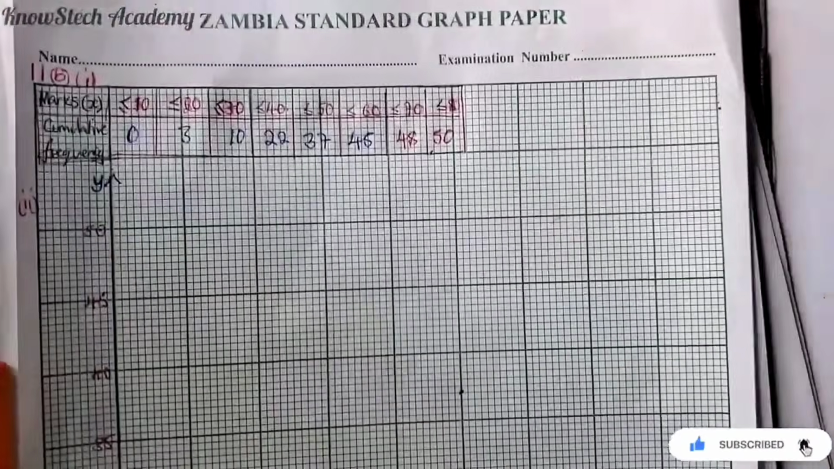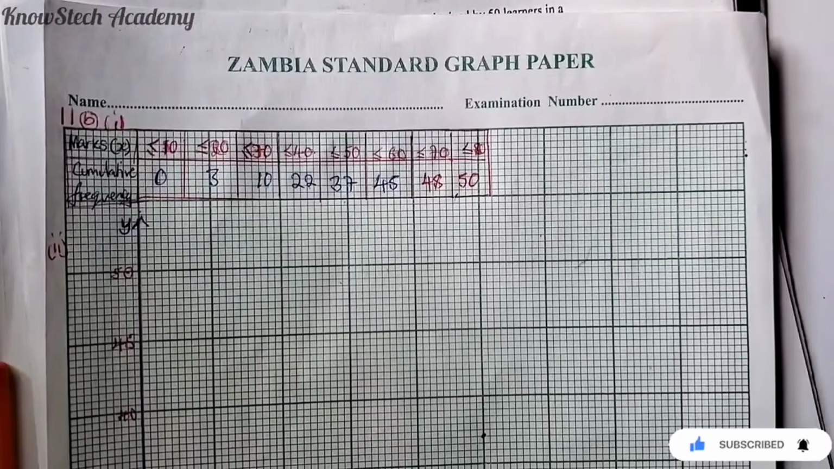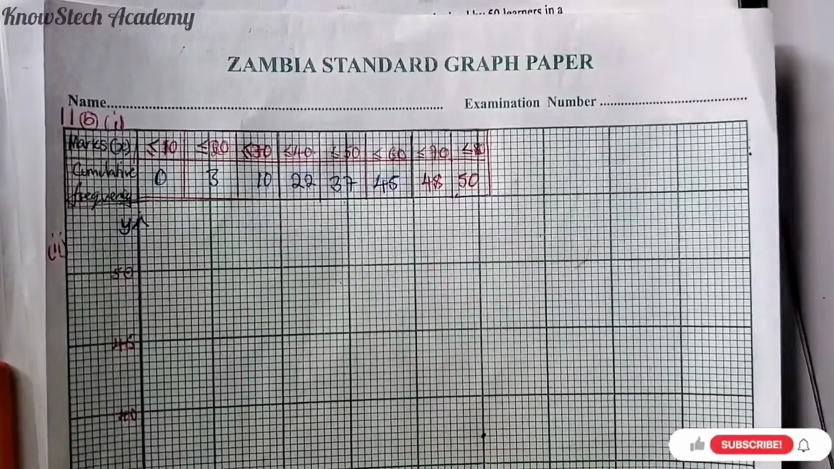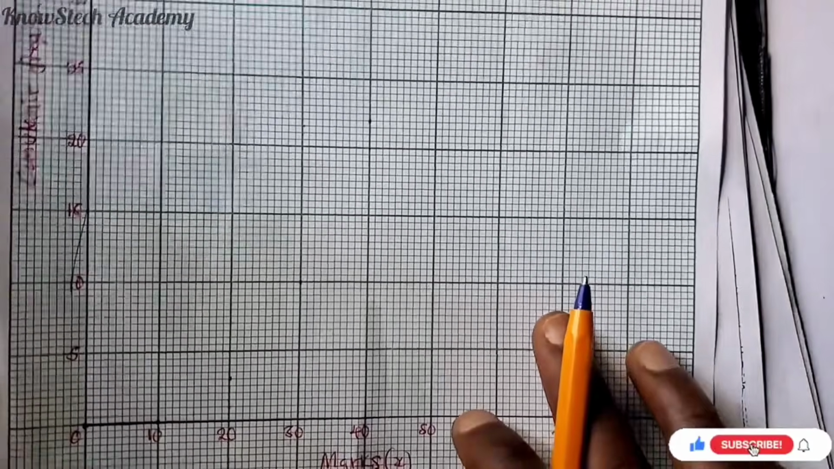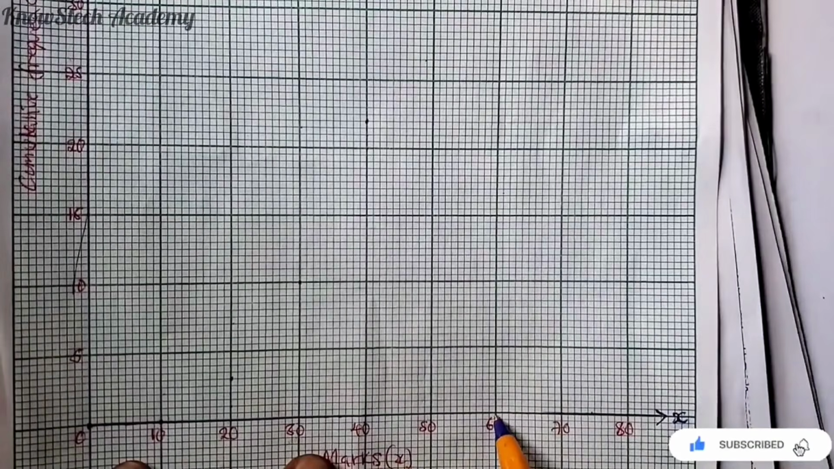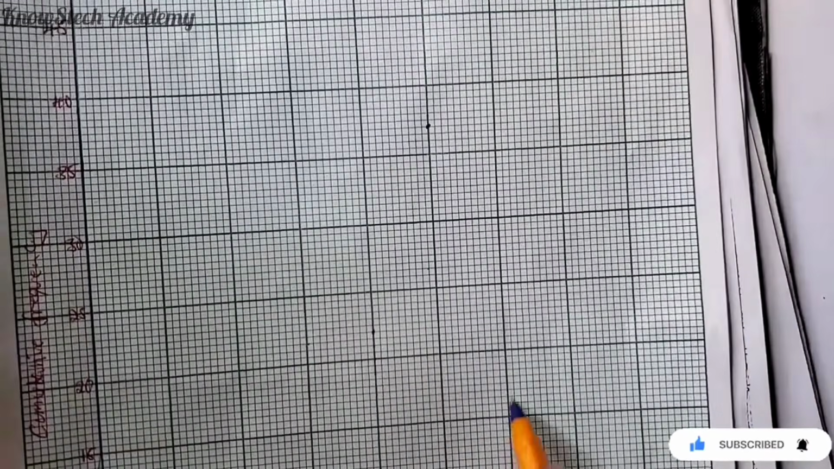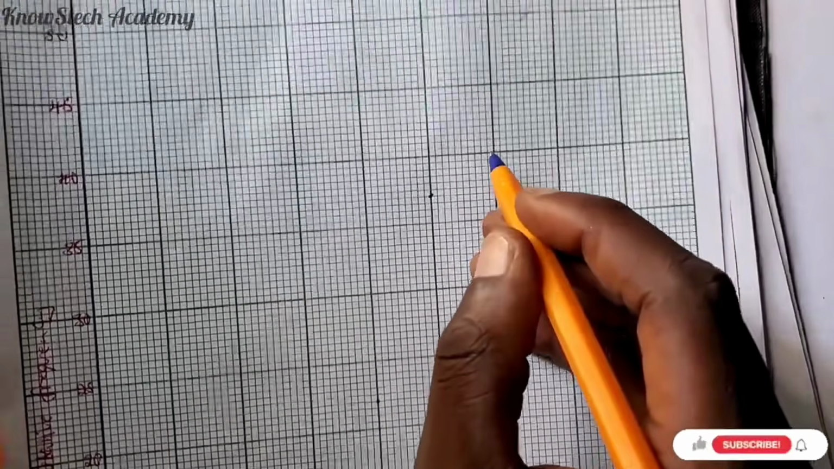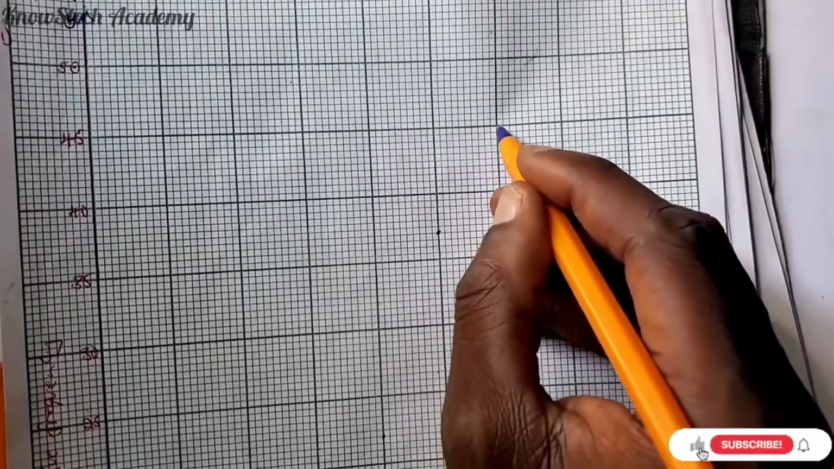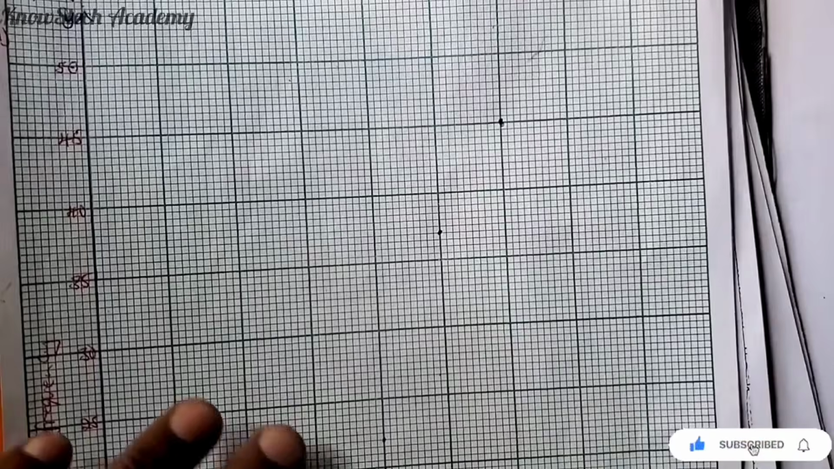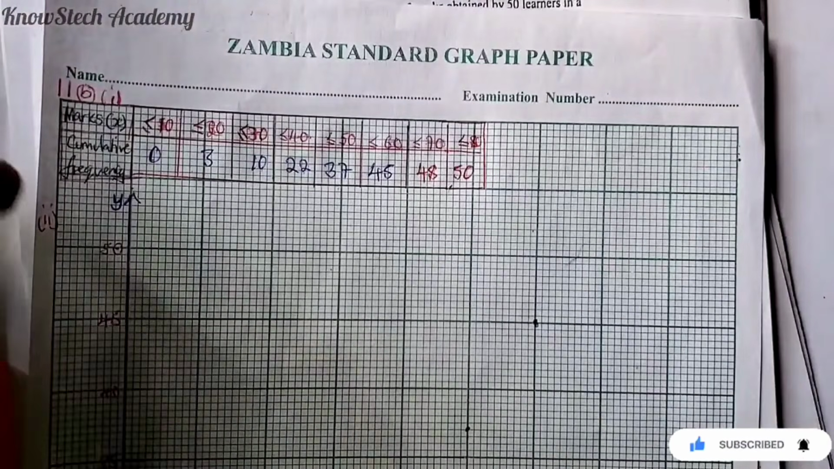Next coordinate is 60, 45. Let's go on the x-axis where 60 is. This is where 60 is. 40 here, 45 is here. Next is 70, 48.